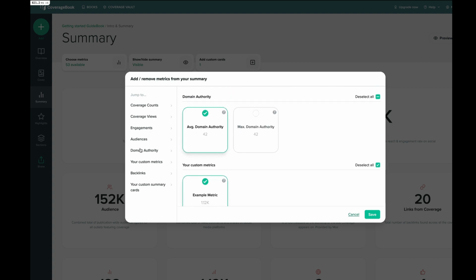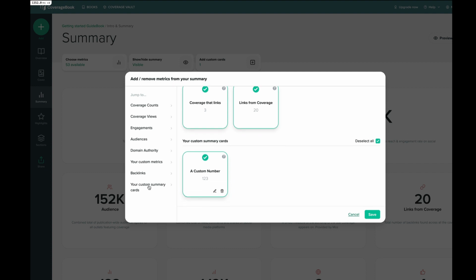Domain authority is that DA score I talked you through from Moz, and you can choose to have average domain authority or the maximum. If you've added any custom metrics, you'll see these up next. Underneath this is backlinks. So when I said if you add a website at the back end, we can count how many links you have. And here you can choose from the amount of coverage that links or the total number of links you have in all the coverage. And lastly, you can add a custom metric summary card if there is a metric that's not displayed here.